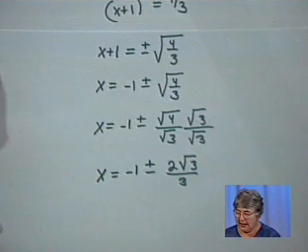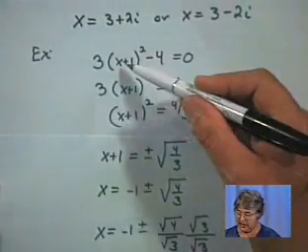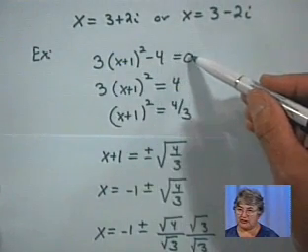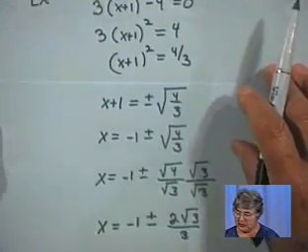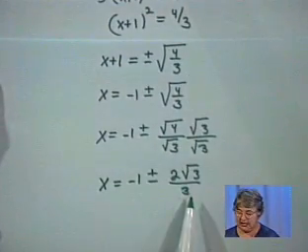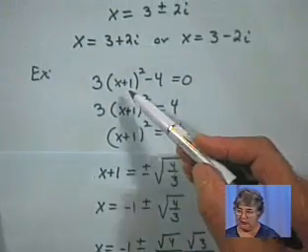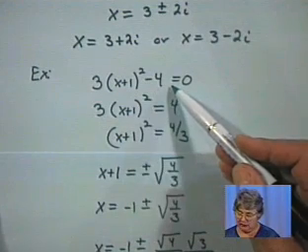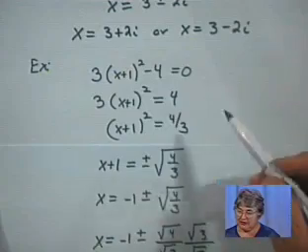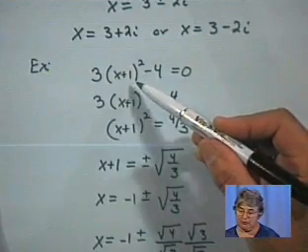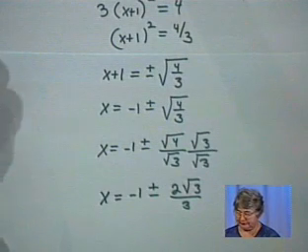Now, notice how quick and easy this method is. We started with 3 times this quantity squared minus 4 equals 0. By isolating that perfect square on one side and taking the square root of each side, we were quickly able to solve for x. If I had multiplied this out and written it in standard form and then tried to use one of the other methods, it would have been harder. But if you can recognize that you can use the square root property, it's recommended that you do that. Okay.